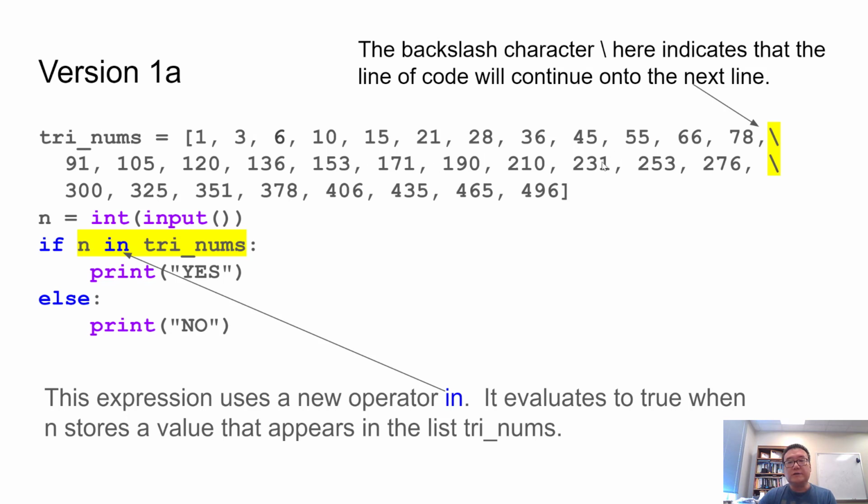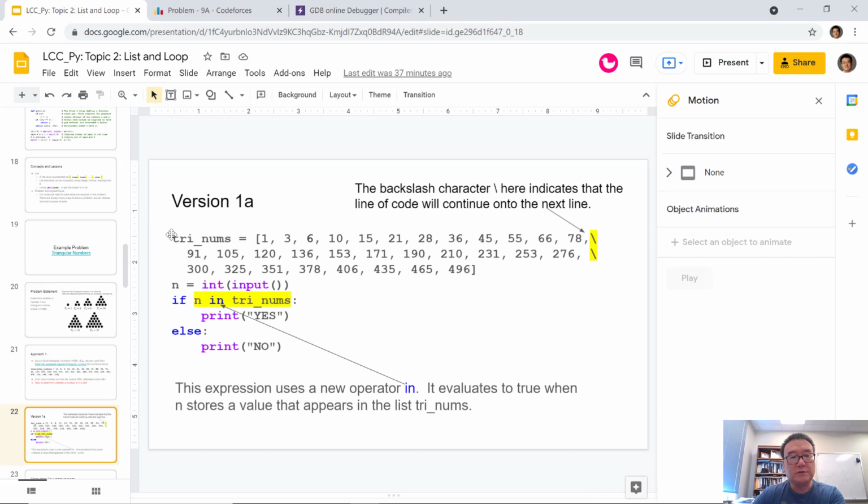We first assign a list to the triangular numbers. I shortened that as trinums. Because these are very long, and it's more than one line, and in Python, white spaces at the beginning of a line are important, I use this backslash character at the end of the line to indicate that this line has not finished. The next line is actually a continuation of this line. So let's actually run this code.